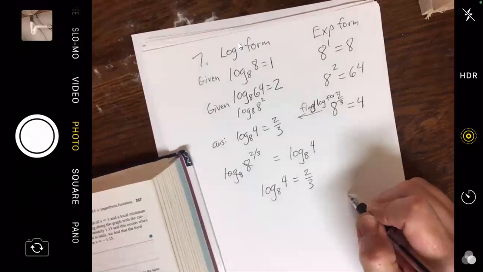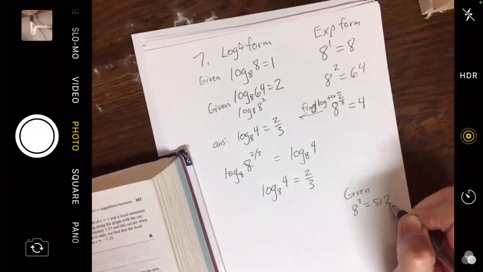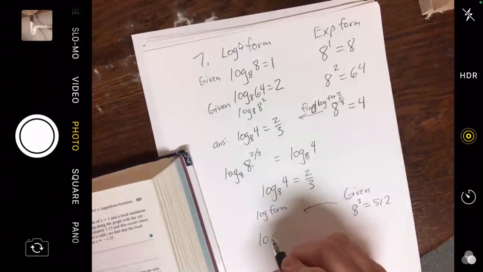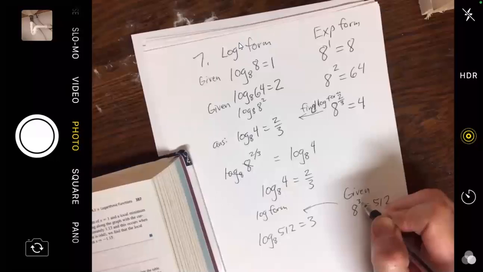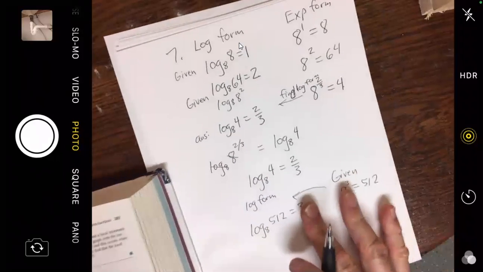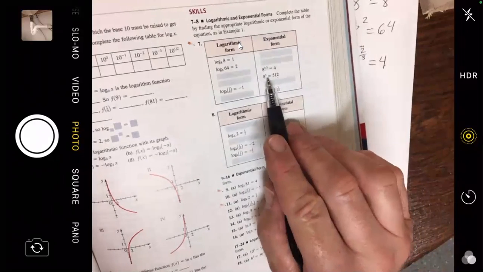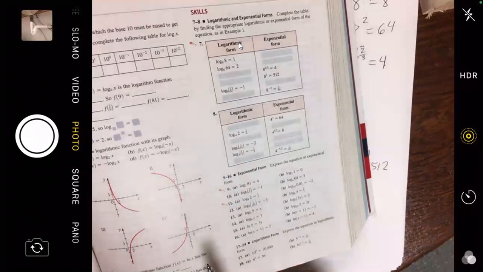If you want to try one more, you were given 8 to the 3rd is equal to 512. Log form, you have a log of base 8 of 512 is equal to 3. I don't know if that makes any sense to you all or not, but it makes perfect sense to me. Okay. Log base 8 of 512 would equal the exponent of 3. All right. Then in 9 to 16, they want you to find exponential forms.